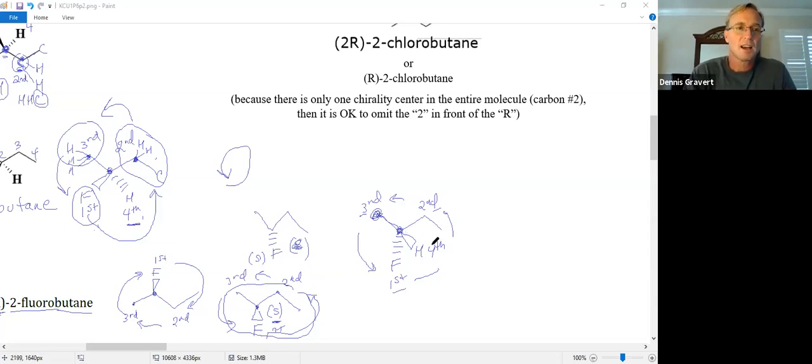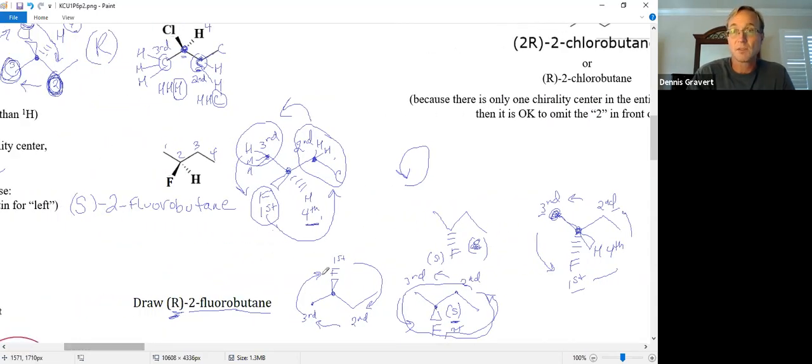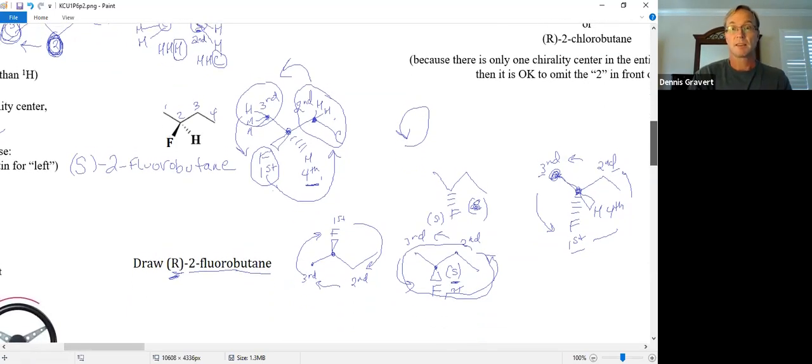Okay. I hesitate to show you this, but I better show you now so that no one does this on the exam. How does this come about? Let's do this. So the question is, draw R-2-fluorobutane, and the student drew this one here. Oh, that's the wrong one. You have to draw this one. This is the S. Let's start again so I can get it straight.